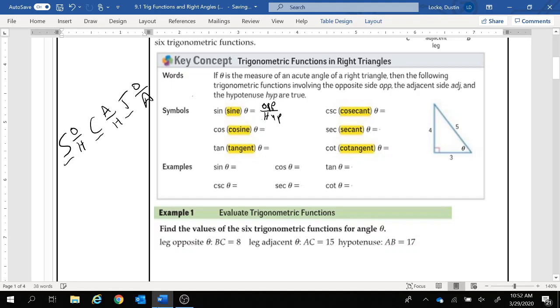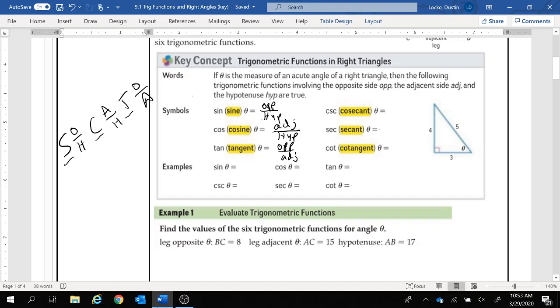Cosine over here is adjacent over hypotenuse. So I'm going to put ADJ over HYP just for short. Tangent is then going to be opposite over adjacent, right? The O over A, so opposite over adjacent. And those are your three that you recall, or hopefully remembered, from geometry.